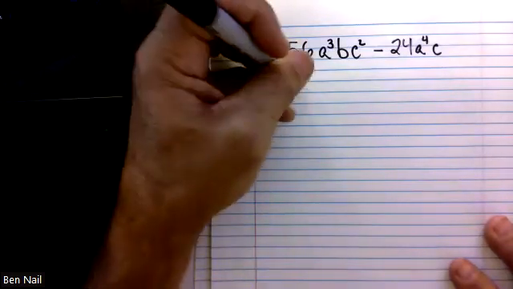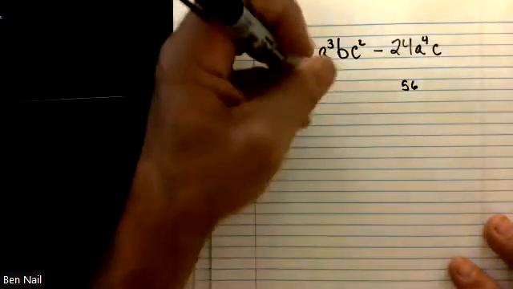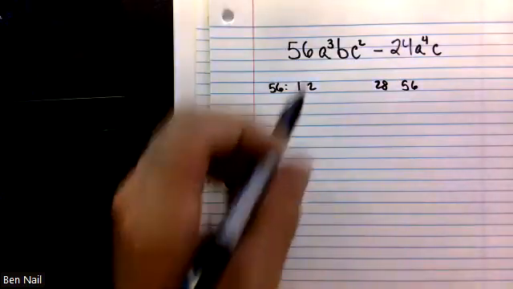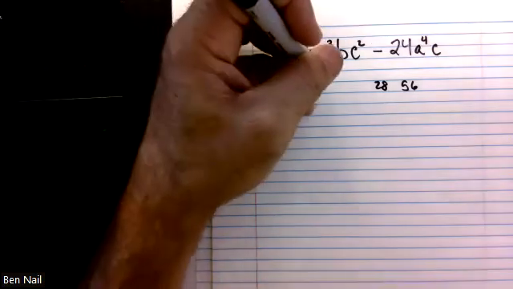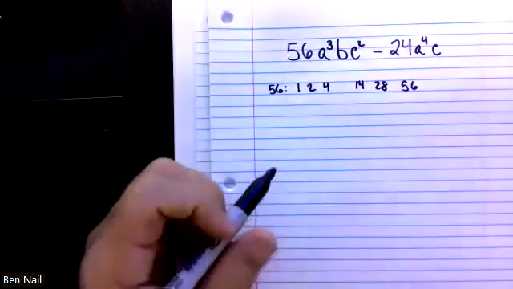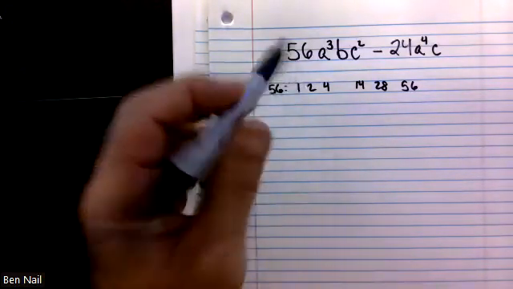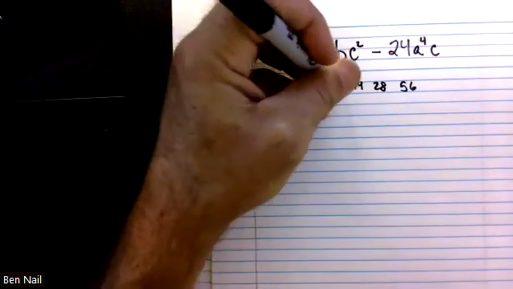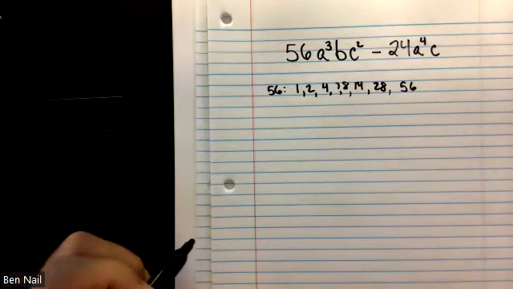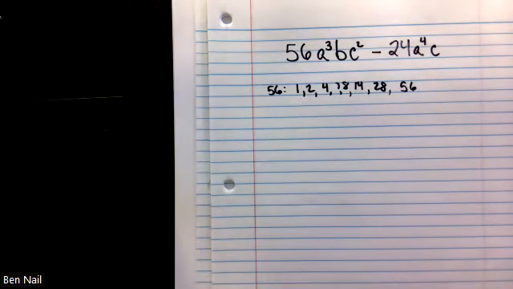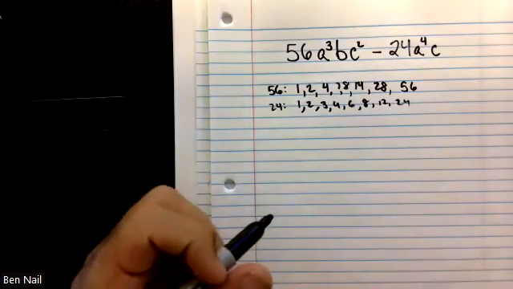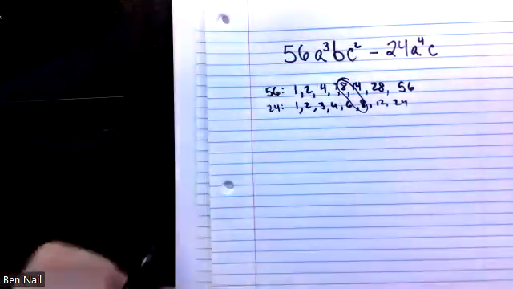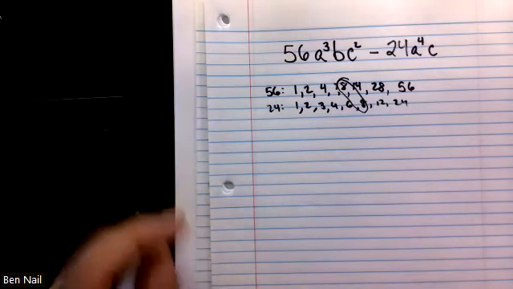So 56, the factors are 1 and 56, 2 and 28. Okay, 56 is not divisible by 3, you get a decimal. 56 is divisible by 4, you get 4 and 14. It's not divisible by 5, it's not divisible by 6, it is divisible by 7. So these are your factors: 1, 2, 4, 7, 8, 14, 28, and 56. 24, we just did that one. So again, we're looking for the biggest number that they have in common. They're both divisible by 8.